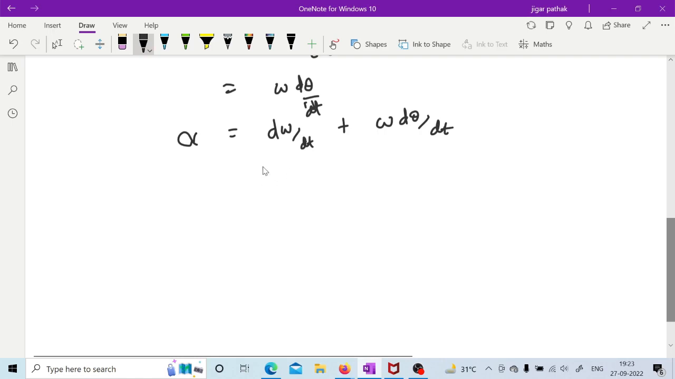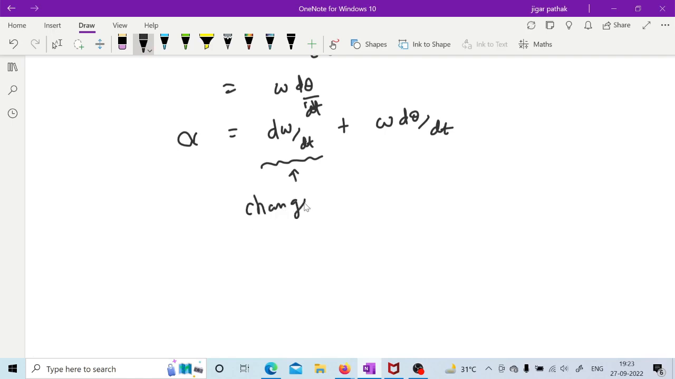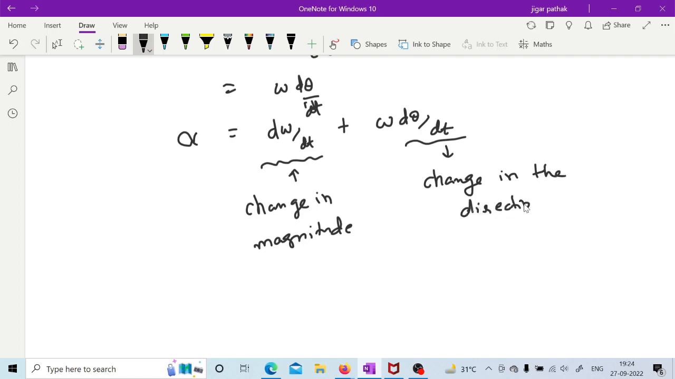This particular component, d omega by dt, is responsible for the change in magnitude, while the other component is responsible for the change in direction. So this is how you have this angular acceleration.